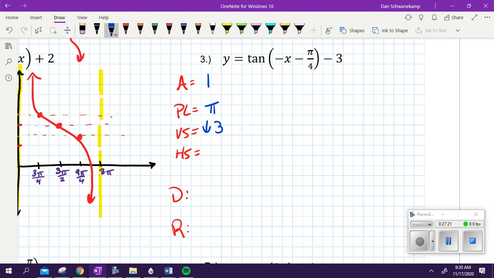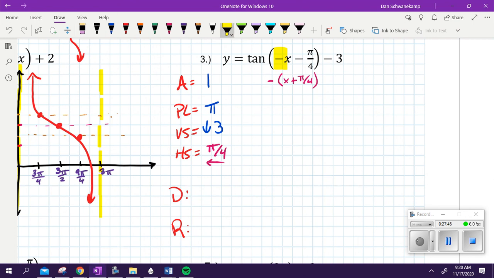Why am I going to the left? Max, talk me through it. Yep. Yeah, we talk about factoring out that negative. If I factored that out, it'd be negative, and then x plus pi over 4. That pi over 4 is taking me to the left. Don't forget about that. That's kind of funky, but we can do it.